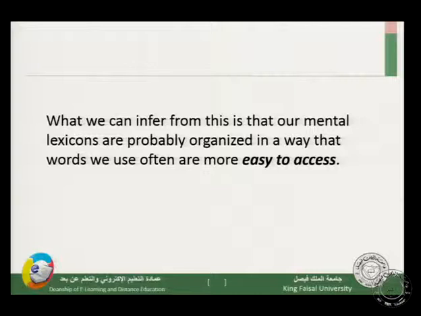Okay, so as we have here on the screen, what we can infer from this is that our mental lexicons are probably organized in a way that words we use often are easier to access. Okay, so by just looking at the findings of lexical decision experiments, we can tell that our brain stores words which are frequently used in order to make them easy to access.